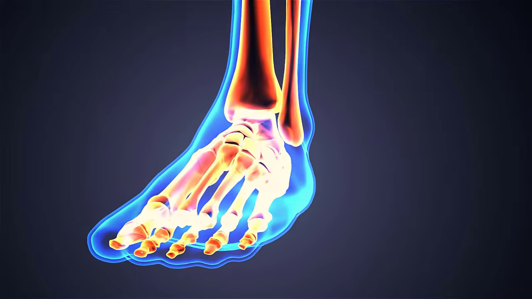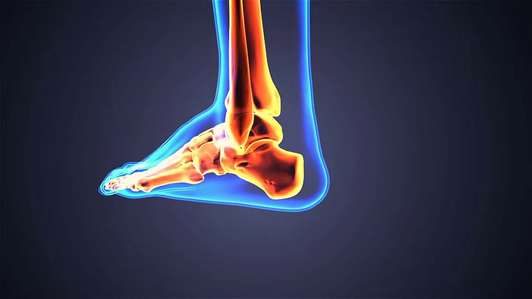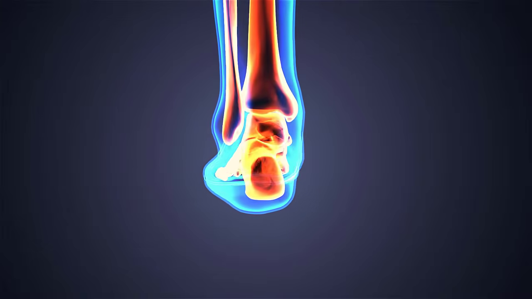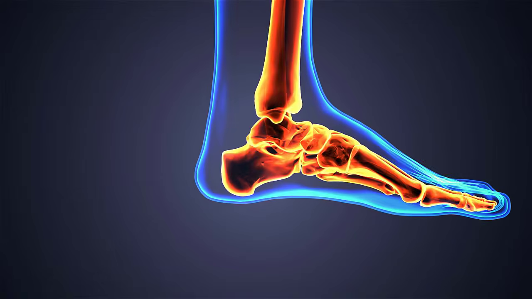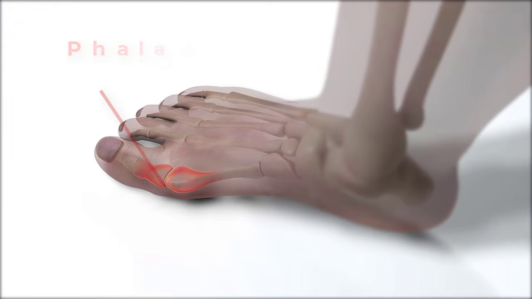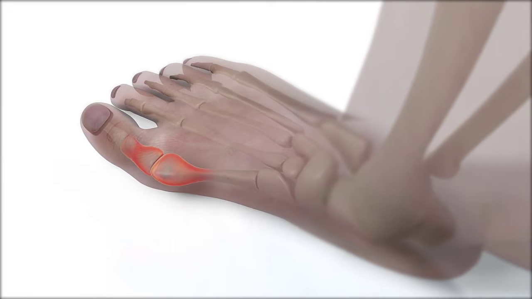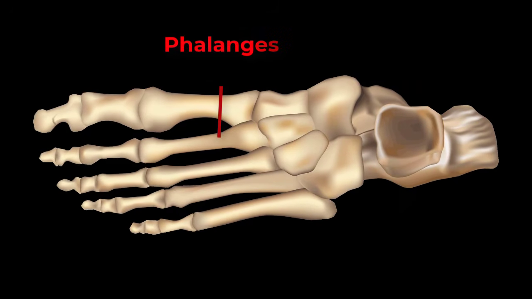The toes contain a total of 14 phalanx bones, or phalanges, arranged in a similar manner as the phalanges of the fingers. The toes are numbered 1 through 5, starting with the big toe, or hallux. The big toe has 2 phalanx bones, the proximal and distal phalanges. The remaining toes all have proximal, middle, and distal phalanges.